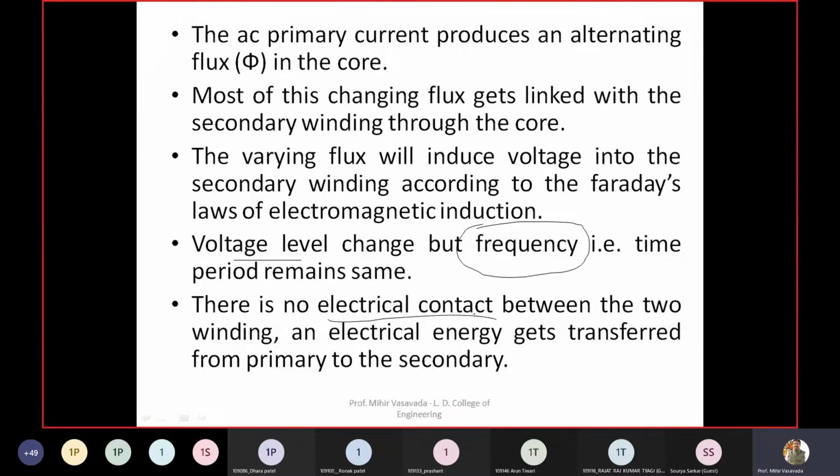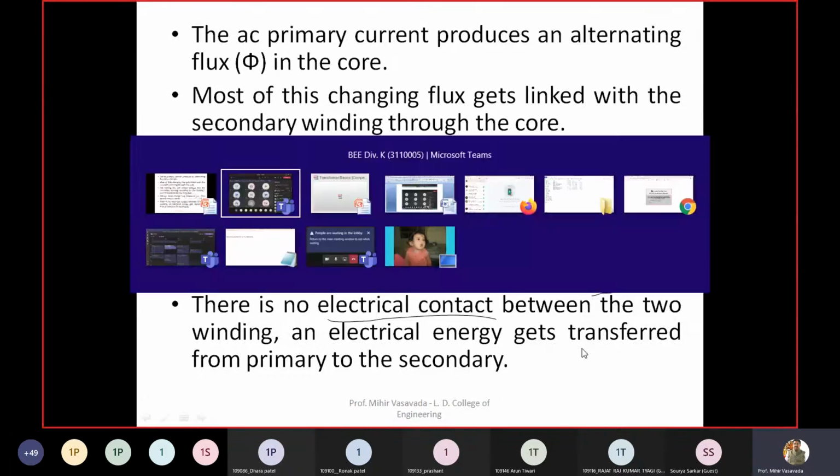The two windings are in electrical isolation, you can say. The word used is electrical isolation. So both the windings are electrically isolated. They are not electrically connected while they are transferring power from one circuit to another circuit. So that is the main concept of the transformer, right?